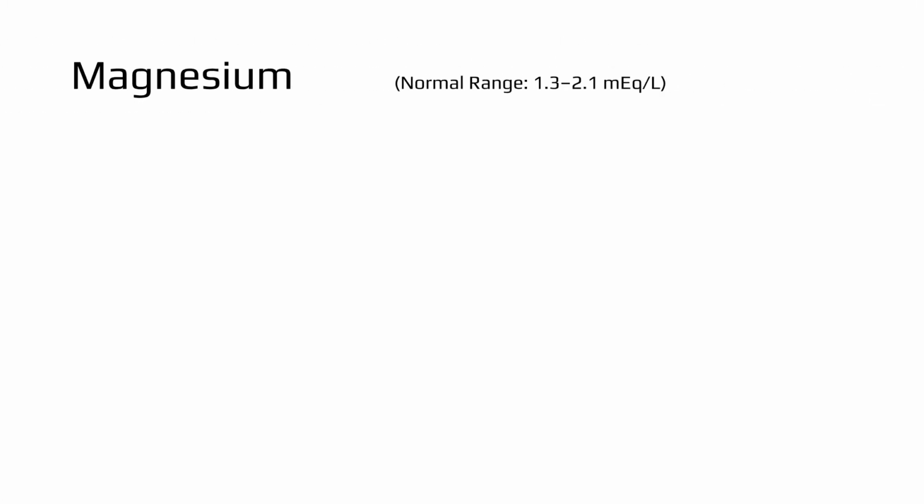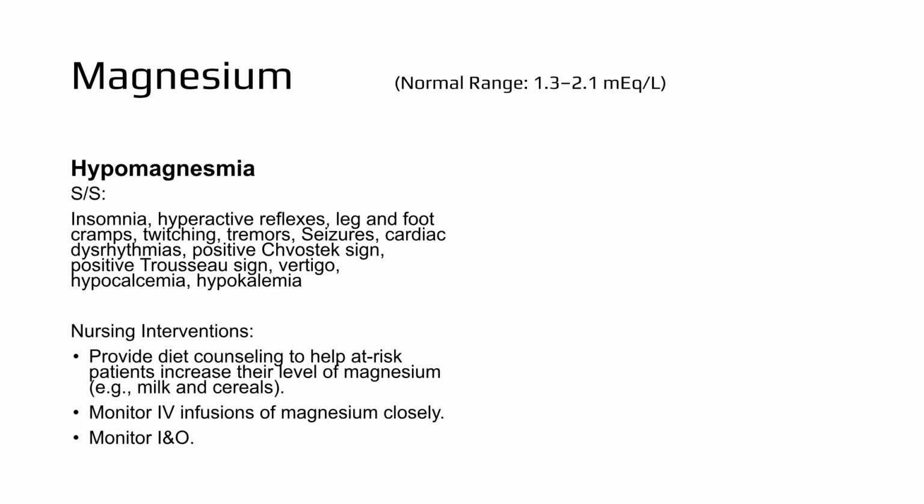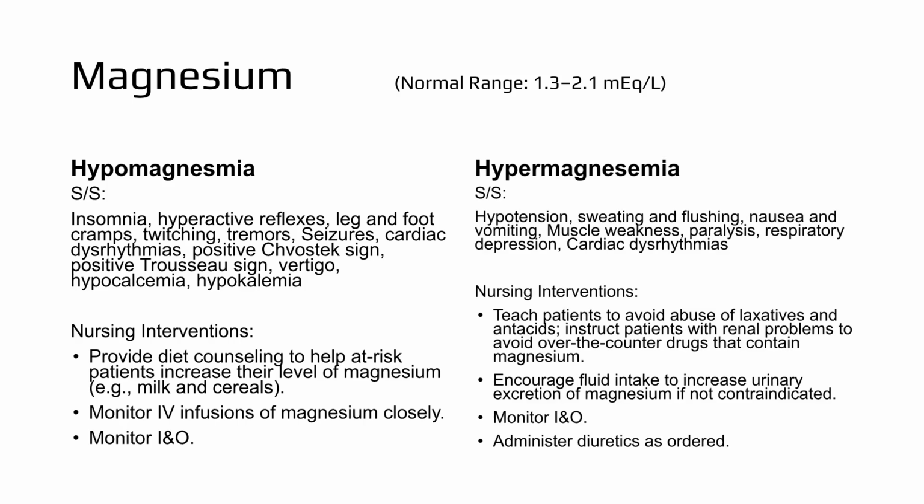The normal range for magnesium is 1.3 to 2.1 mEq/L. Hypomagnesemia signs include hyperactive reflexes, seizures, and cardiac dysrhythmias. Hypermagnesemia presents with hypotension, muscle weakness, and respiratory depression. Nursing interventions involve dietary advice, fluid monitoring, and administering prescribed medications.